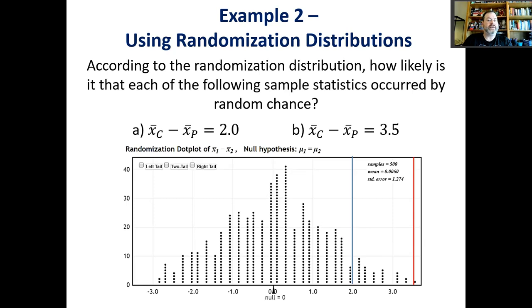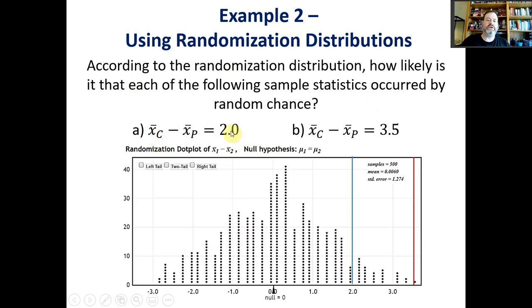So let's say we have two different sample statistics. Here we're still talking about caffeine and placebo. This was our original sample statistic, 3.5. Here's another one, 2.0. I just put that one in there for comparison purposes to show you how this stuff works. So according to the randomization distribution, how likely is it that each of the following sample statistics occurred by random chance?